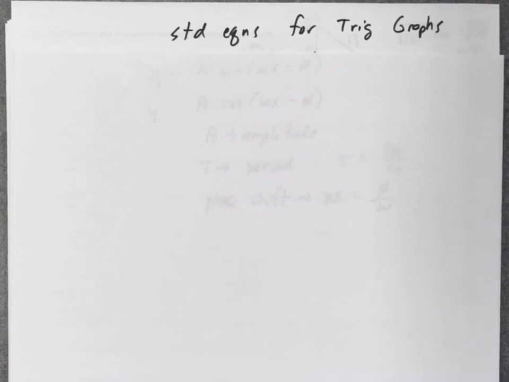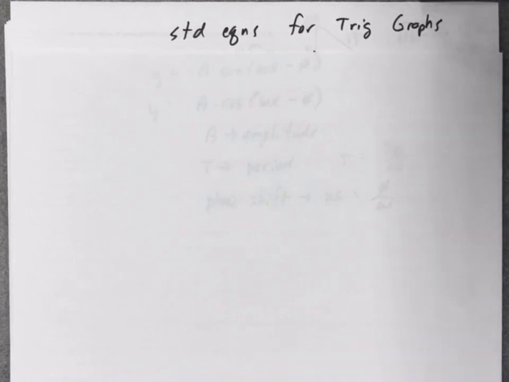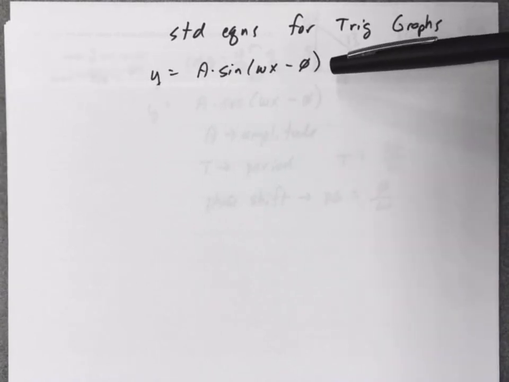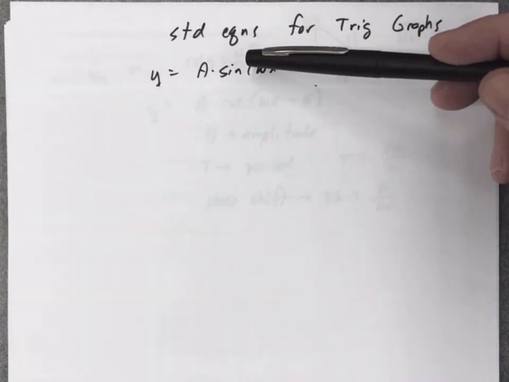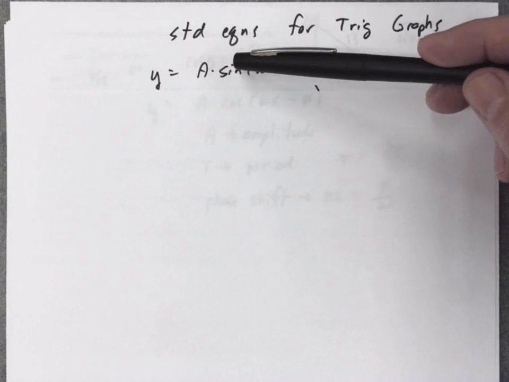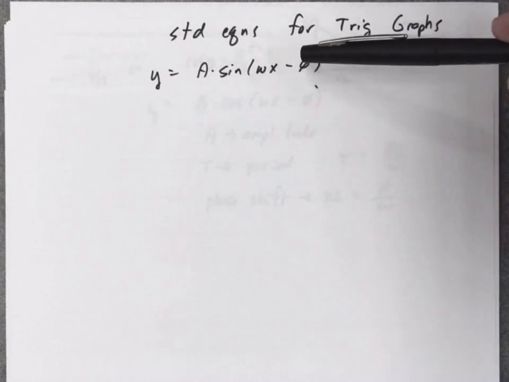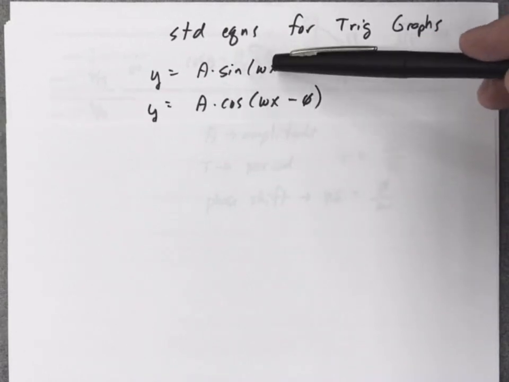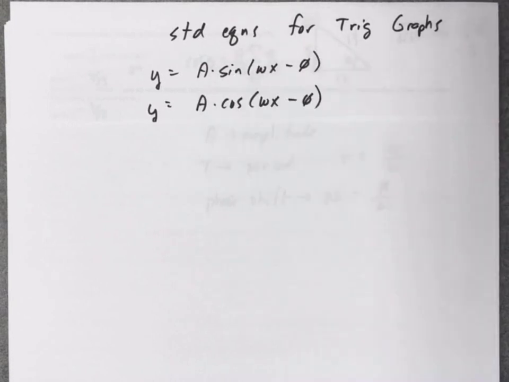Let's look at some problems that involve trig graphs. Once again, I don't have the time to teach this material, but I will quickly review what we're going to need to use for these next few problems. For trig graphs, there are basically two standard equations. We have the equation for the sine, so y equals A times the sine of omega x minus phi. And then for the cosine, it looks identical except it's a cosine instead of a sine.